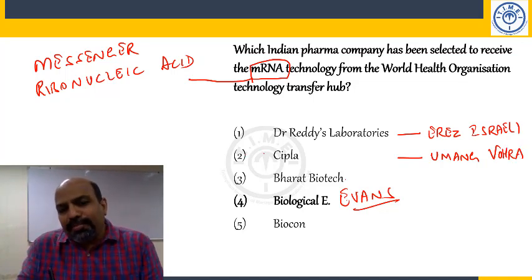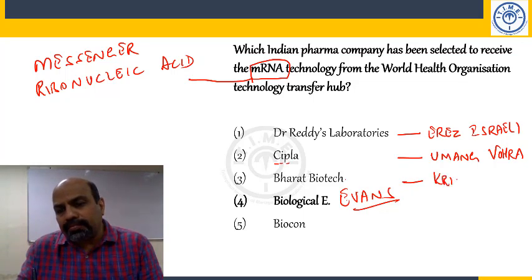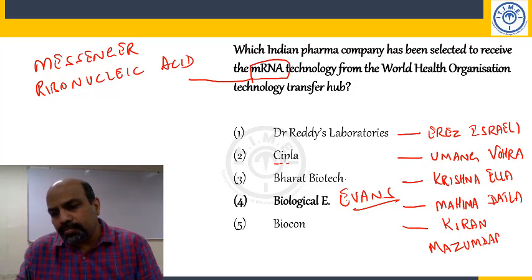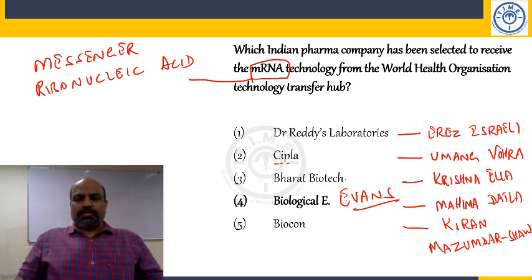See, in fact, the name Cipla comes from Chemical, Industrial, Pharmaceutical Laboratories. Bharat Biotech, Krishna Ella. Biological E, Mahima Datla. Biocon, Kiran Mazumdar-Shaw.